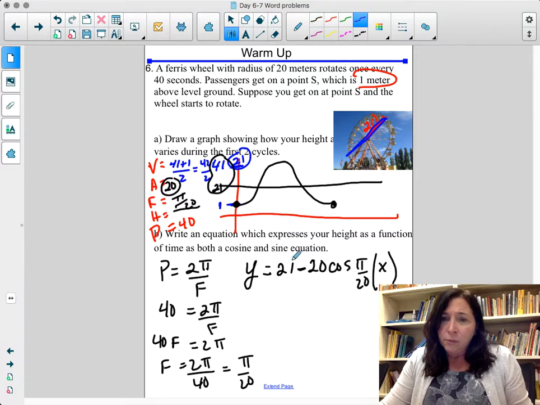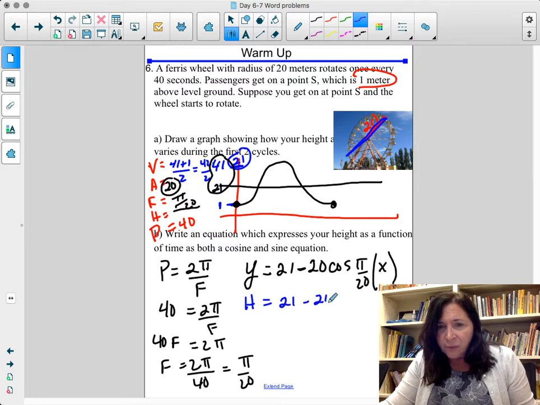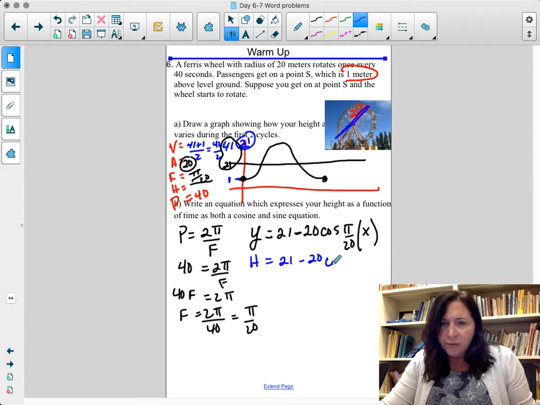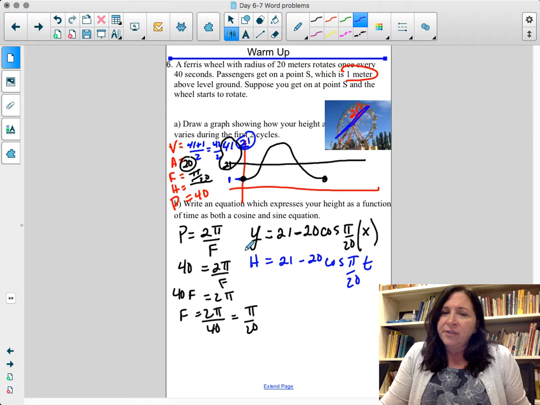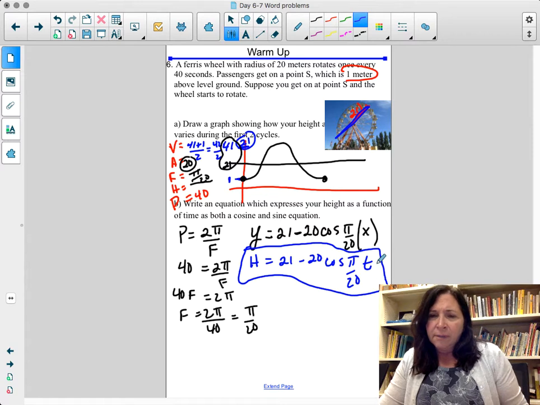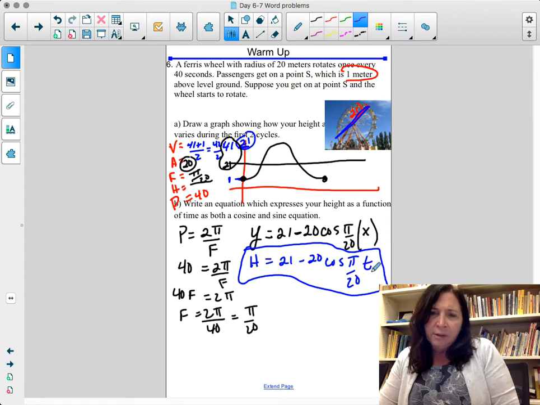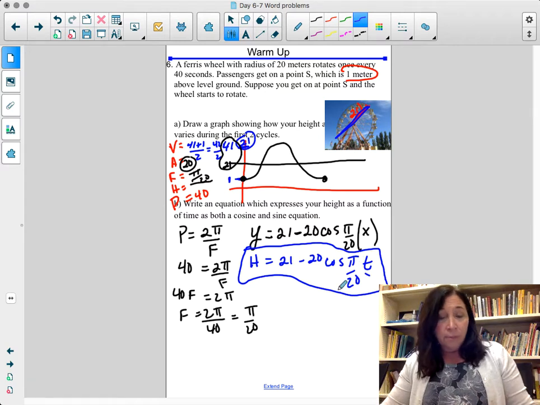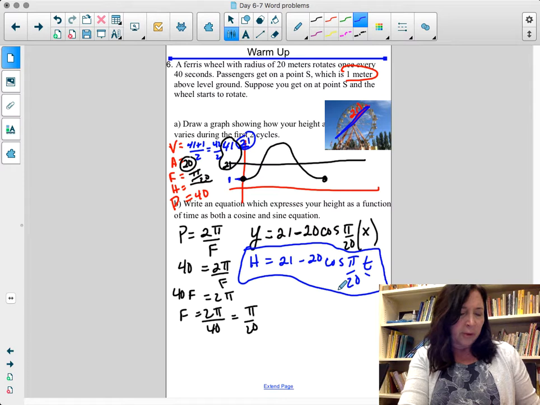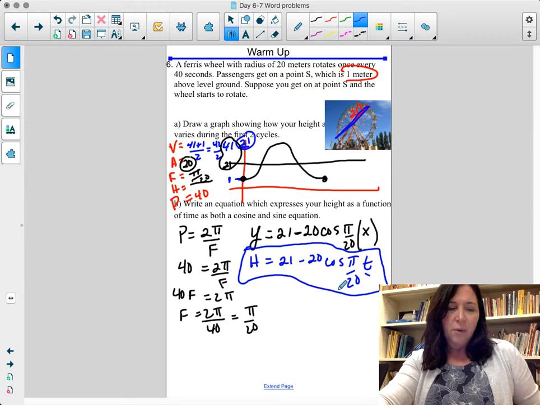So realistically, I could say h for height is equal to 21 minus 20, let's see here, cosine of pi over 20 t for time. Because realistically, on the test, or for an assessment, you're going to be asked to plug time in. Like, let's say 5 seconds go by. Where are you? And so you would need to plug 5 in for time, like right here. And then you would work this out on your calculator because you're using pi and multiplying cosine, unless you know those values in your head. All right. Okay, so next.